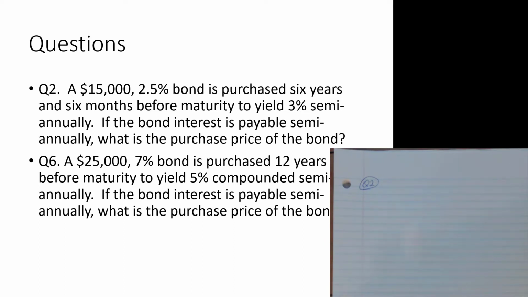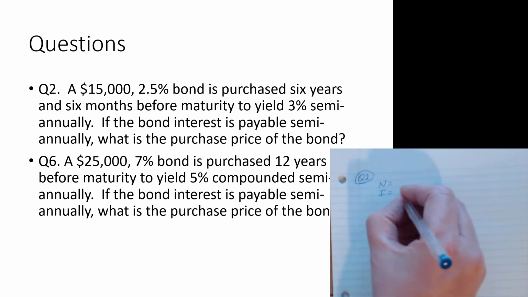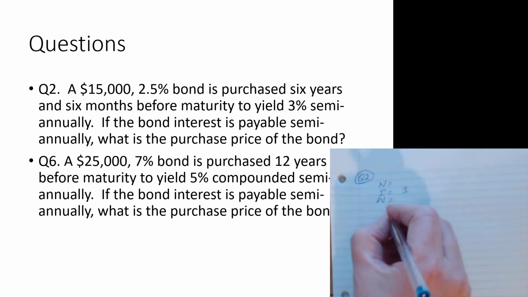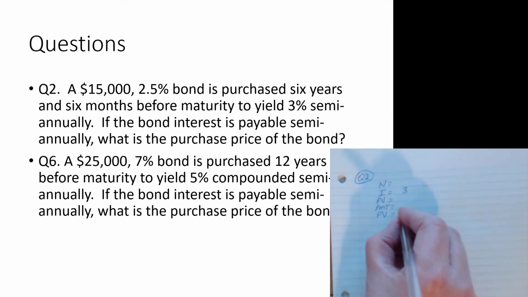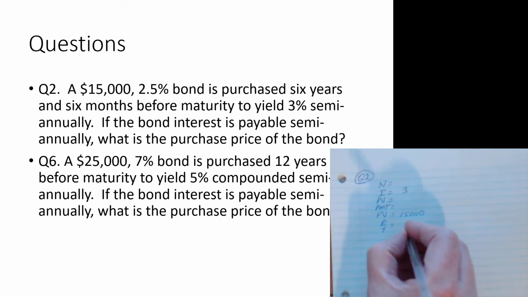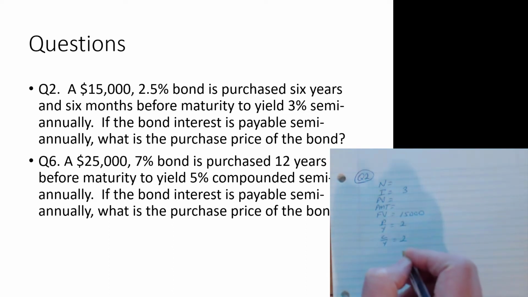Essentially, all this question asks for is the present value. It's just that now we have a face value, so it's just a regular annuity. We have an N, we have an I. I is the market rate, so that's 3%. We have present value, which is what we want to determine. We have the payment structure, which, as we know, is based off the bond rate. Face value is $15,000. Payment frequency is semi-annual, so 2 times per year, and compounding frequency is also 2 times per year.